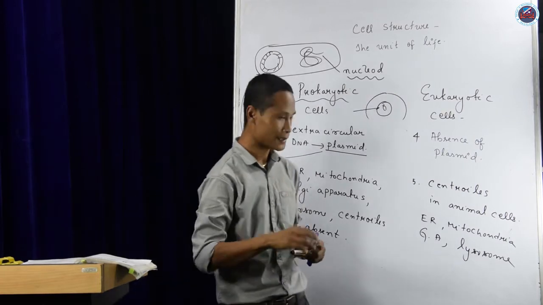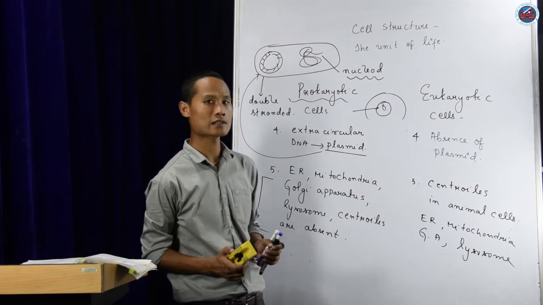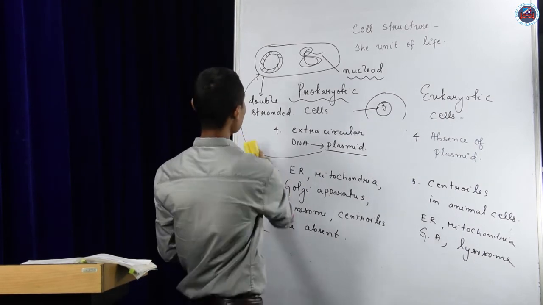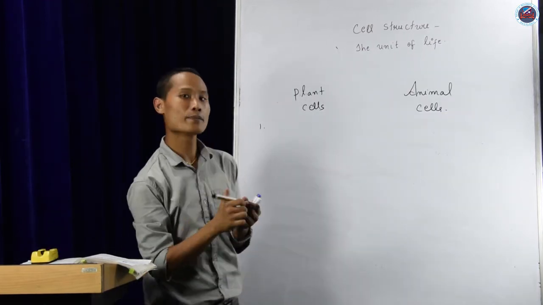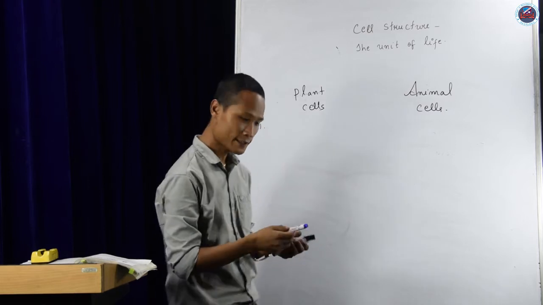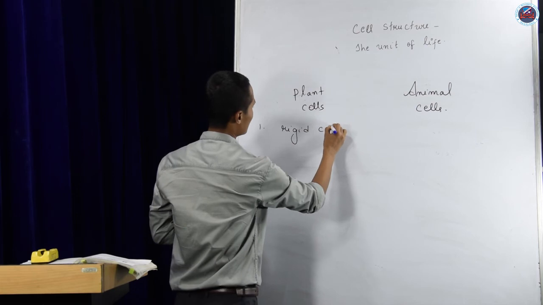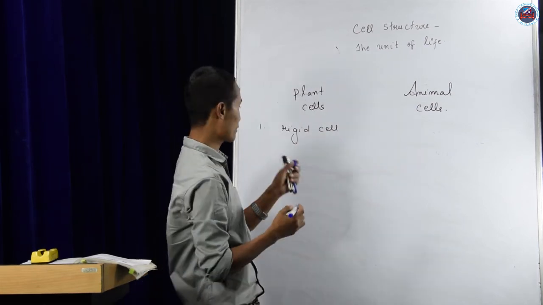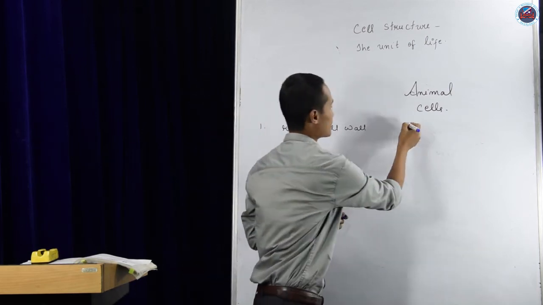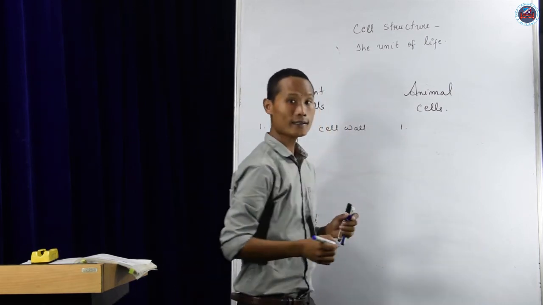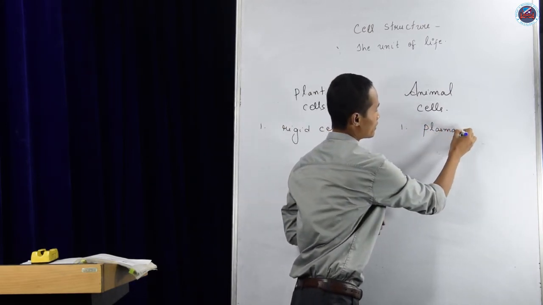Now let's discuss some of the basic differences between plant cells and animal cells, which you have already learned in the lower classes. You know that plant cells have a cell wall, a rigid cell wall. In animal cells, you don't find a cell wall. Instead, you will find a plasma membrane.